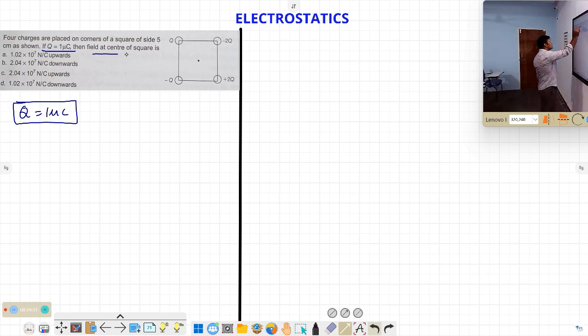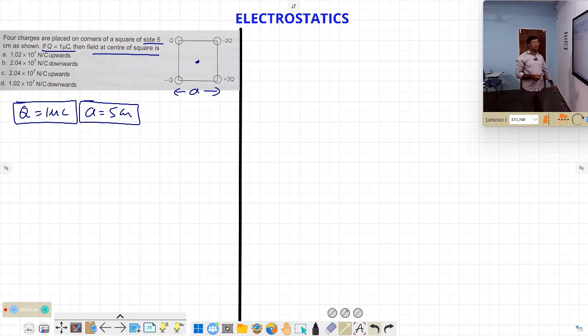Then the field at the center of the square will be how much? What is the electric field intensity at the center? They are asking to find. What is the side length? 5 centimeters. The length of this side is A, I am taking, that is 5 centimeters. A is the side of this square. Now to find the electric field intensity at the center, what concept do we have to use? To find the direction of the electric field at any point, we have to imagine a test charge there, and these charges will either attract or repel the test charge. The direction in which they repel or attract the test charge is the direction of the electric field.